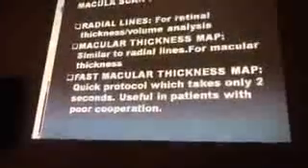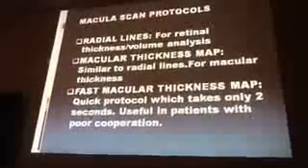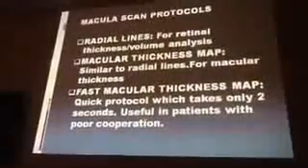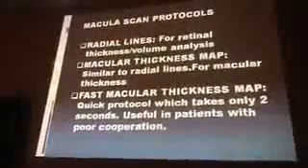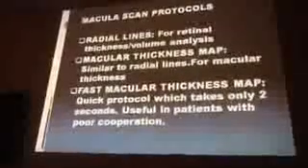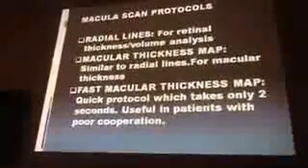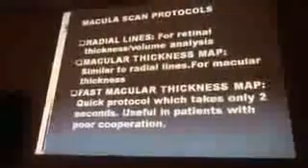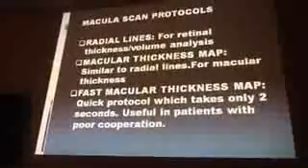Now, this is what the machine will show you, the various scan protocols which you should apply at the outset of the test. For the macular scan protocols, you have the radial lines. For retinal thickness or volume analysis, if that's the information you want, this is what to select. Macular thickness map, similar to the radial lines, will give you information on the macular thickness. The fast macular thickness is a quick protocol which takes only 2 seconds, useful in patients with poor cooperation. Then you have other things on that machine, raster lines, repeats, and so on. They help you to get accurate information.